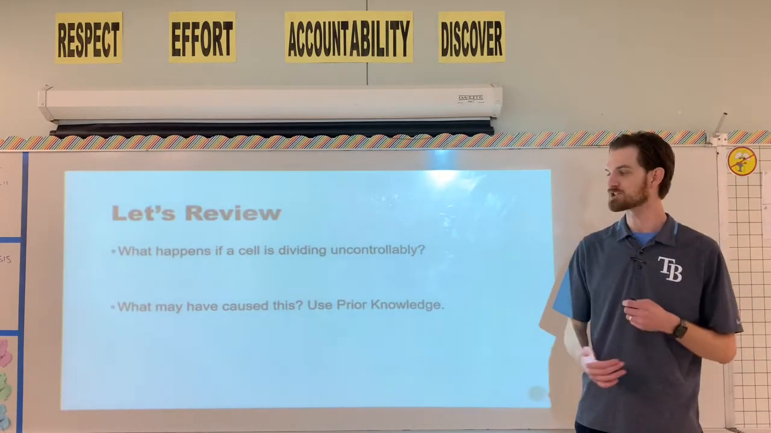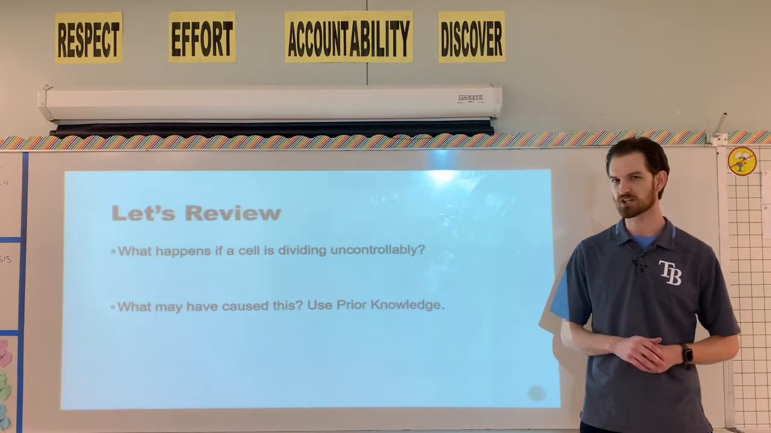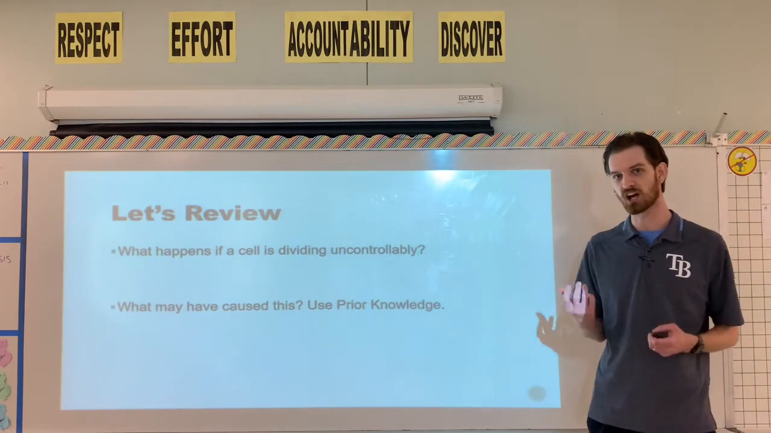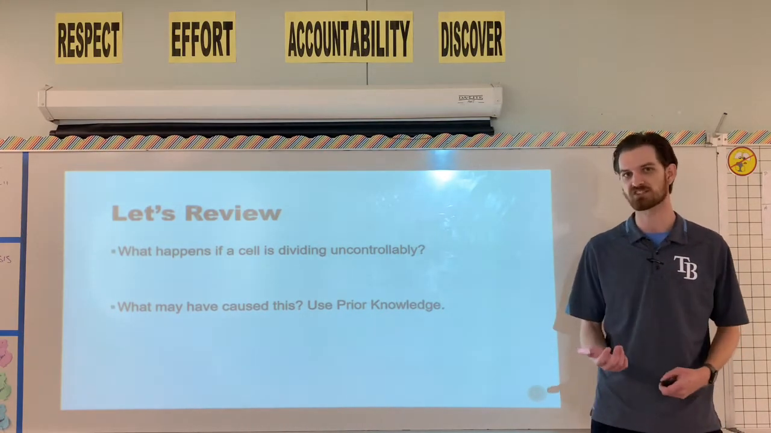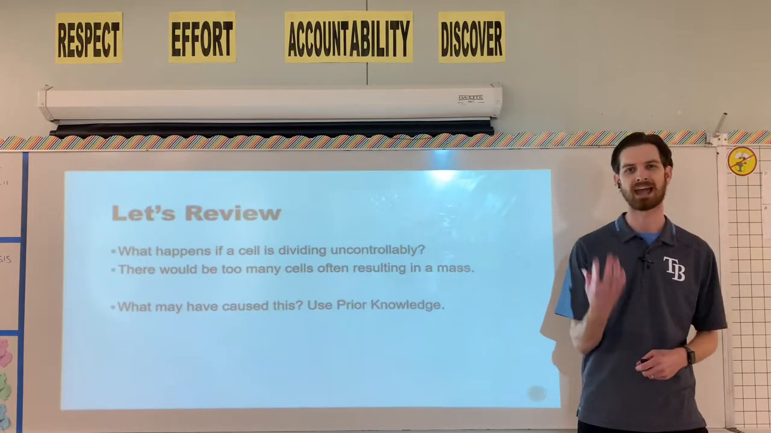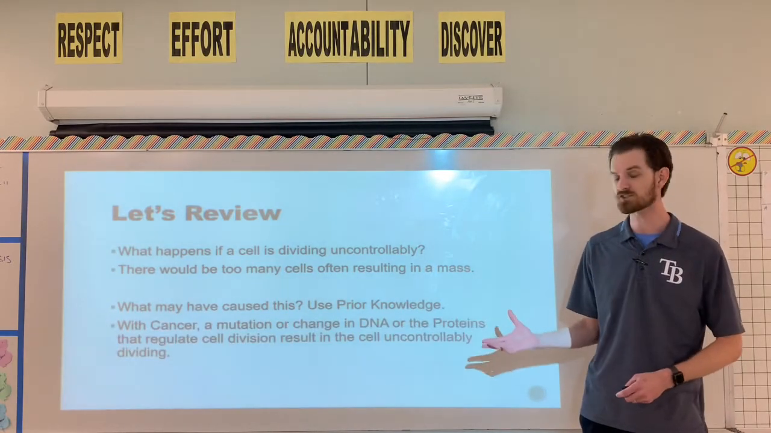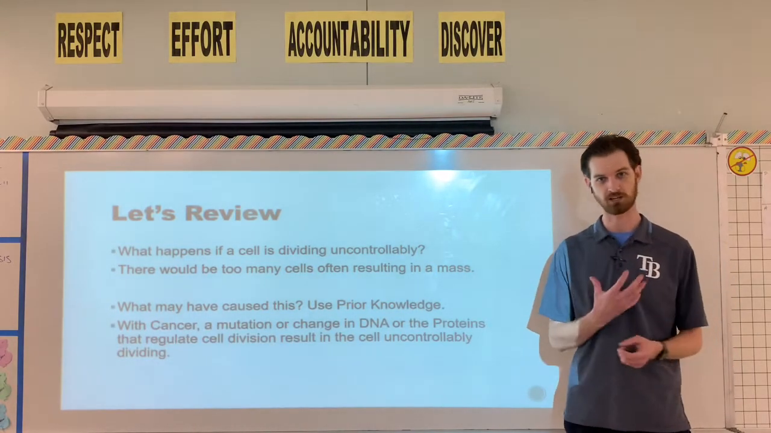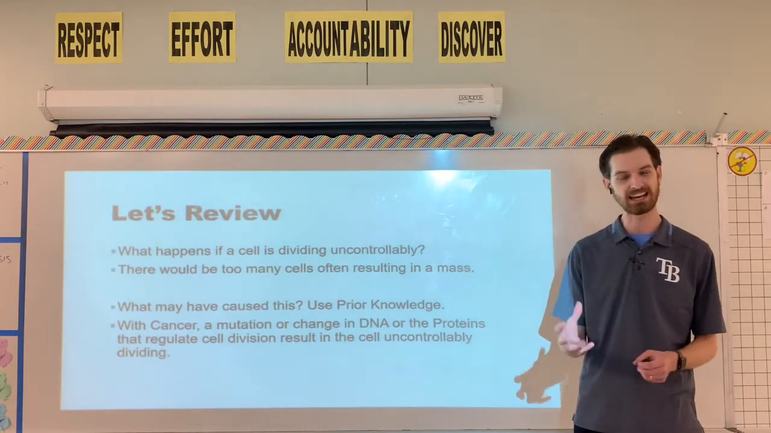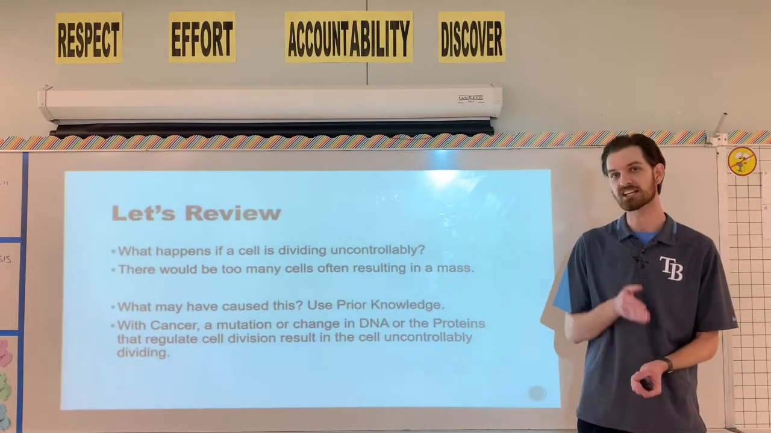So, what happens to a cell if it's dividing uncontrollably? This is a question that usually stumps a lot of students, but you actually probably know the answer to this. If a cell is continuously dividing and nothing is telling it to stop, you'll probably get too many cells in an area, and this is usually called a mass. When a mass forms, often this is a signal of cancer, especially with a large organism like a person. Cancer is actually some sort of change or mutation in the DNA or the proteins that regulate cell division, where they're not telling it to stop.